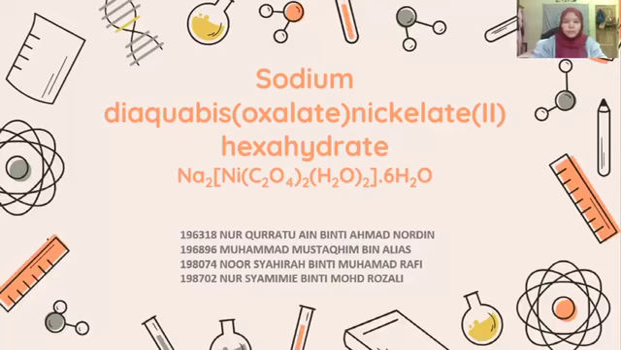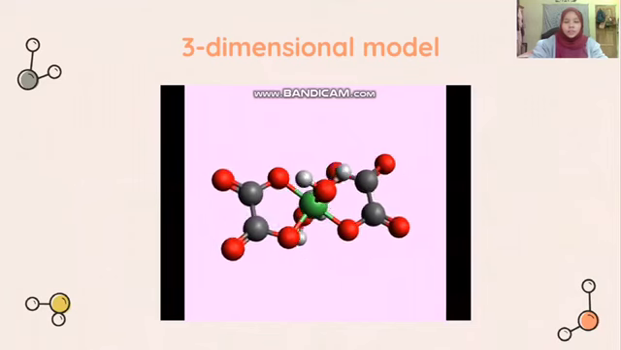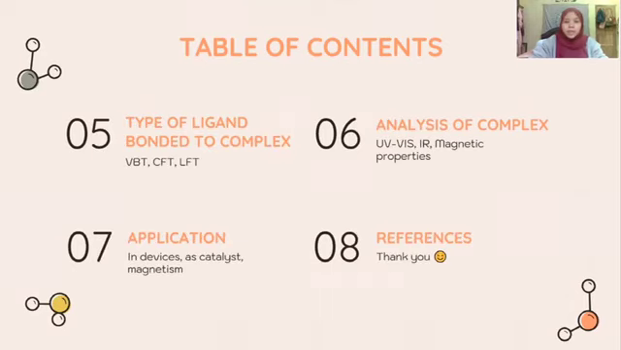So the metal complex that we chose is sodium diaquabis(oxalato)nickelate(II) hexahydrate. This is the three-dimensional model for the metal complex. For the table of contents, we are going to talk about the method of synthesis, geometry of complex, stereochemistry, point group, type of ligand bonded to complex, analysis of complex, application, and also the references.